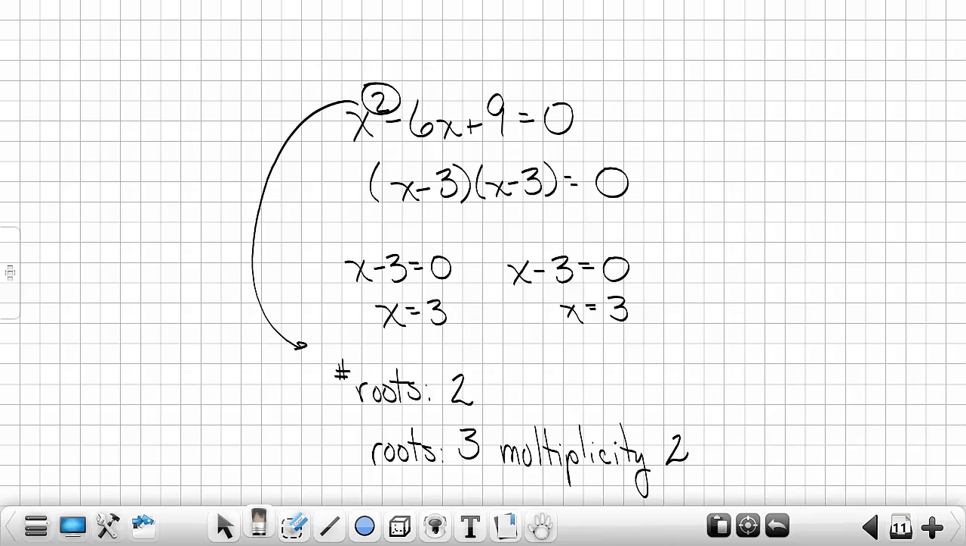The fundamental theorem of algebra, which I don't know if I put this in the notes. I did not. The fundamental theorem of algebra states that any polynomial will have as many complex roots as the highest degree, as the highest power in it. Whatever the highest power is, that is how many complex roots we'll have.